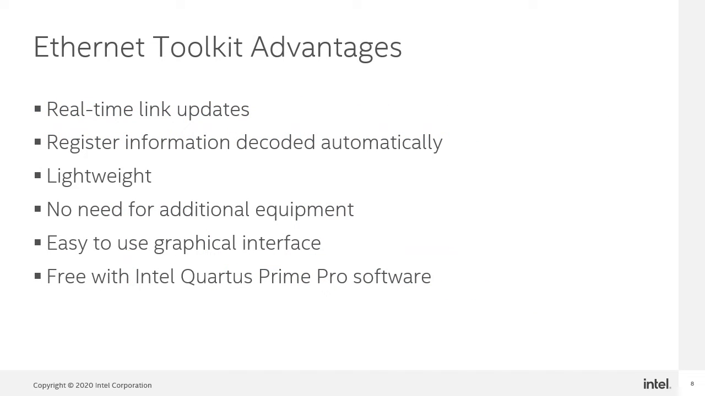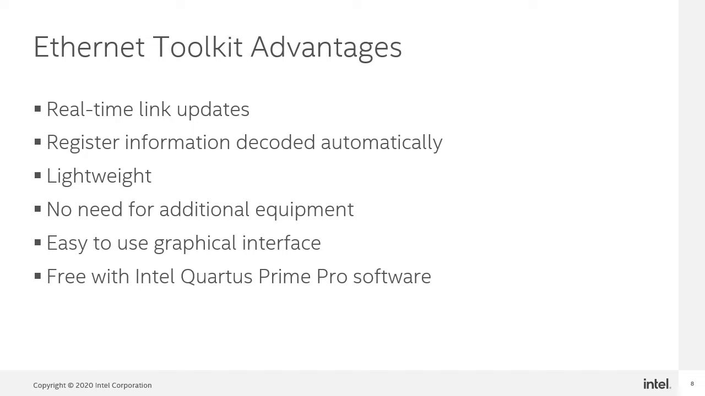There are several advantages of using the Ethernet Toolkit over other solutions for debugging your Ethernet link. First, the information displayed is real-time, coming from an active link. This lets you diagnose issues as they occur versus performing captures and analyses separately. The Ethernet Toolkit decodes the register addresses and content for you. Unlike other low-level debugging tools, you do not need to know the locations of specific registers and bit fields, and you do not need to manually interpret data read from and written to the IP registers.